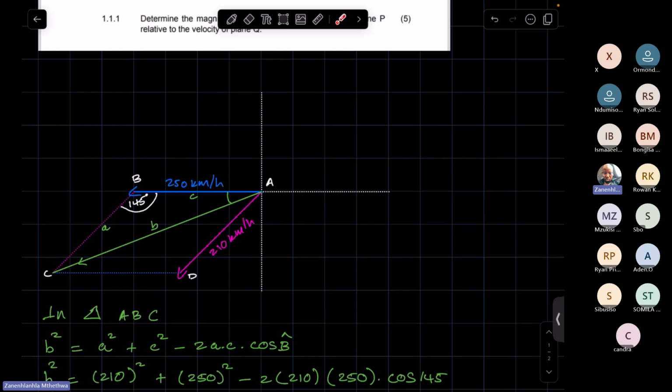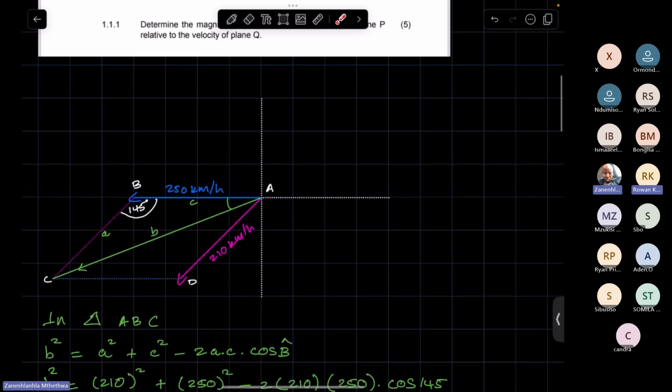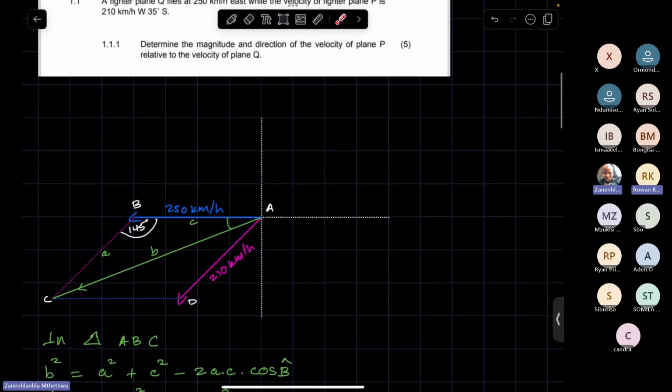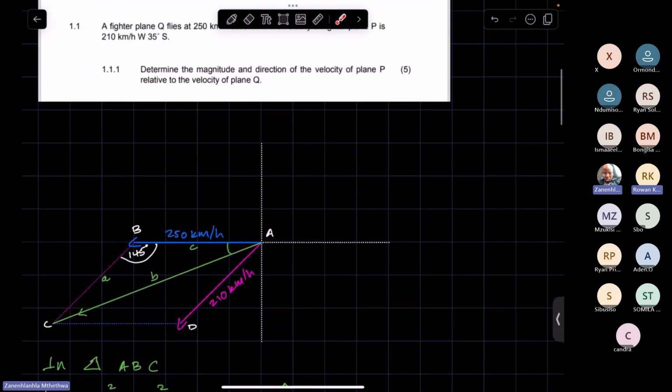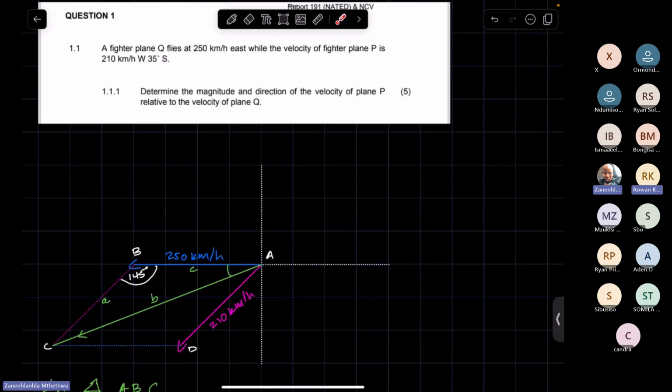When they gave us plane Q, saying that it's 250 kilometers east, can you explain again why we drew it as going west? Are we trying to get all the vectors into the same quadrant? No, that is not what we're trying to do.